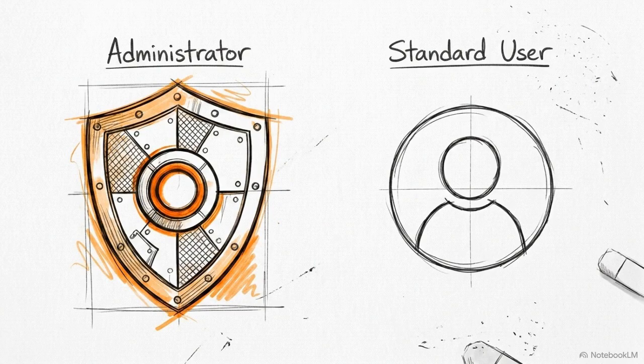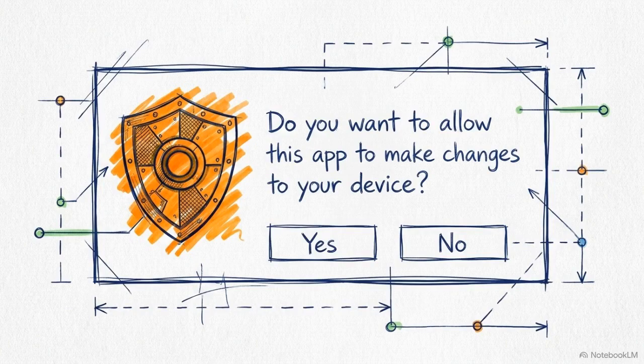Administrators have full system control, while standard users can only run apps and modify personal settings. User Account Control, or UAC, is an OS-level prompt enforcing least privilege. It forces a pause, requiring administrative approval before allowing critical system changes.